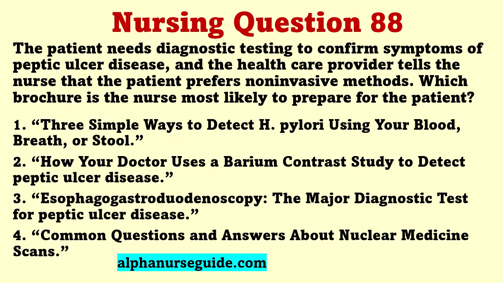The patient needs diagnostic testing to confirm symptoms of peptic ulcer disease, and a healthcare provider tells the nurse that the patient prefers non-invasive methods. Which brochure is the nurse most likely to prepare for the patient? 1. 3 simple ways to detect H. pylori using your blood, breath, or stool. 2. How your doctor uses a barium contrast study to detect peptic ulcer disease. 3. Esophageal gastroduodenoscopy, the major diagnostic test for peptic ulcer disease. 4. Common questions and answers about nuclear medicine scans.